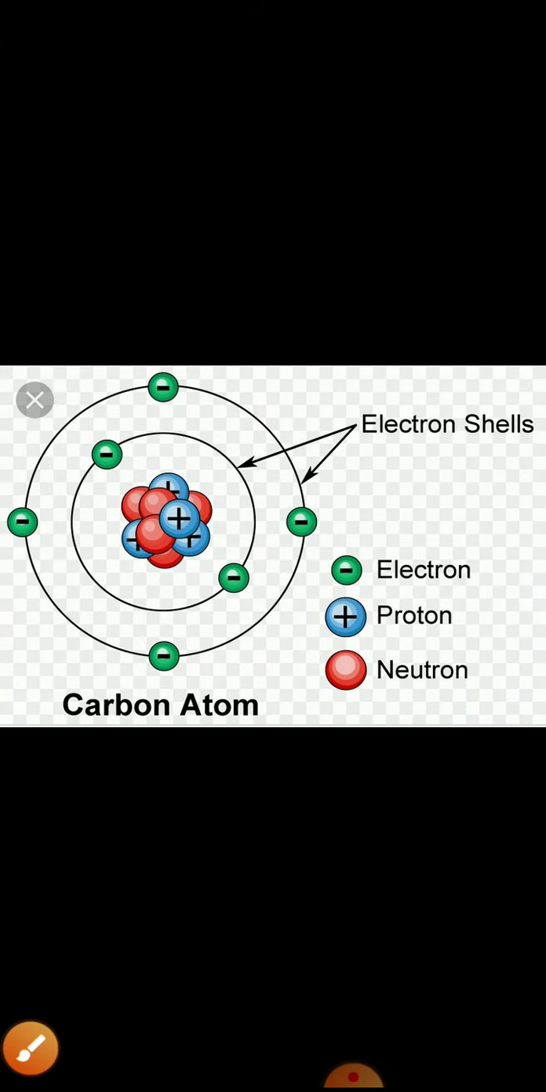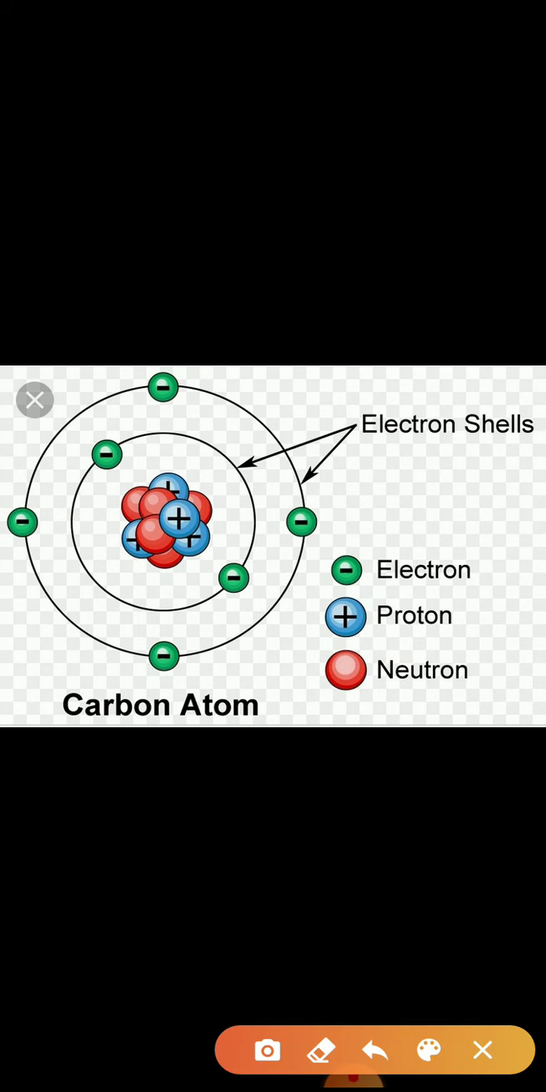I will explain this again. This is the model of the atom, and this is the nucleus. Inside the nucleus, these are the positively charged protons and the neutrons without charge. The positive charge on the nucleus is due to the protons. A proton is represented by the symbol P. Remember, the proton symbol is P.